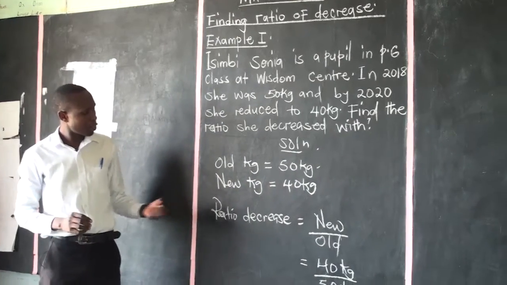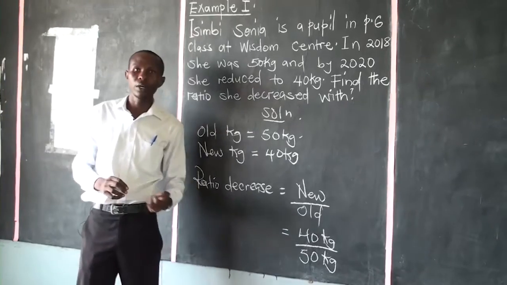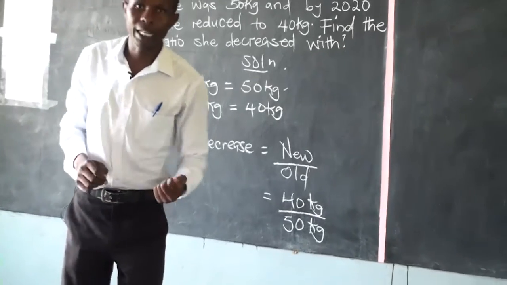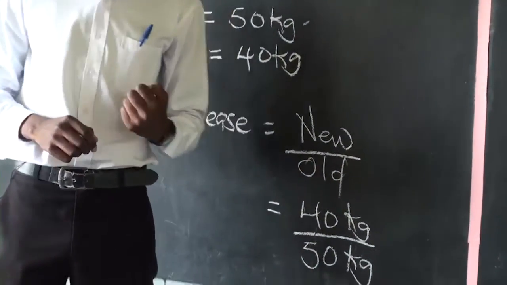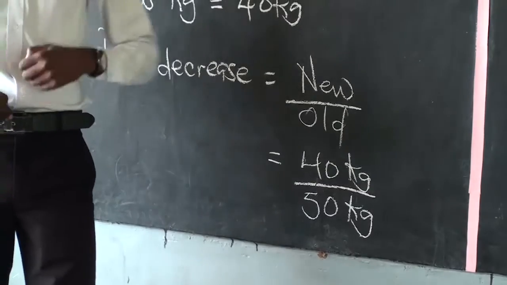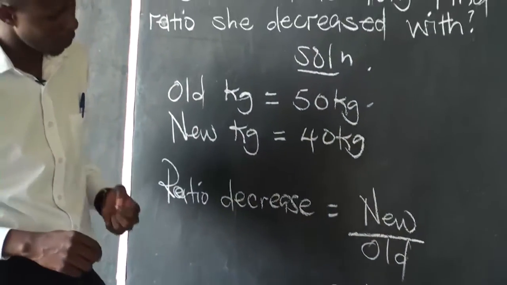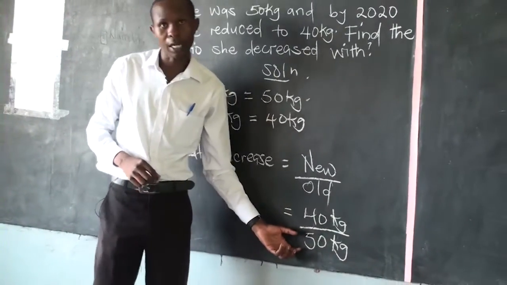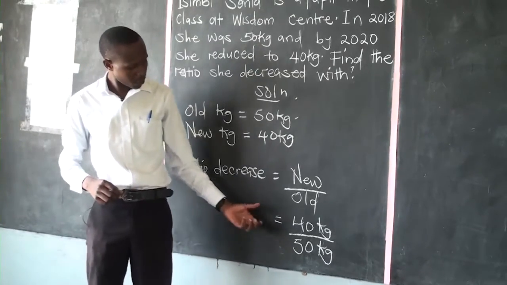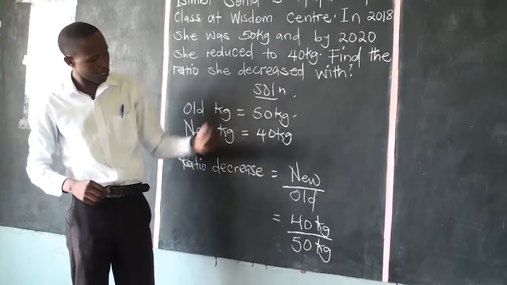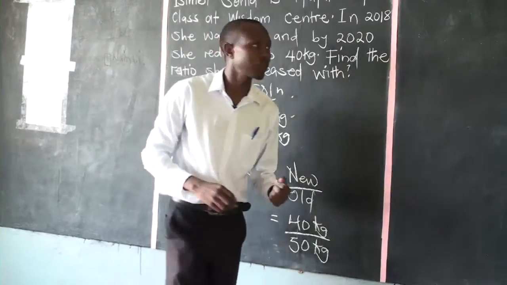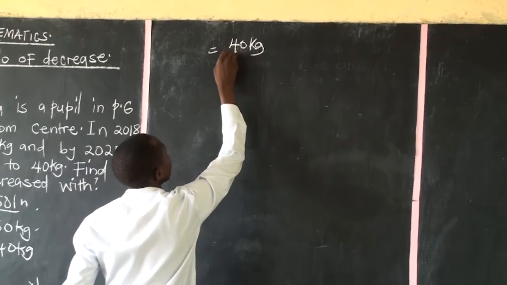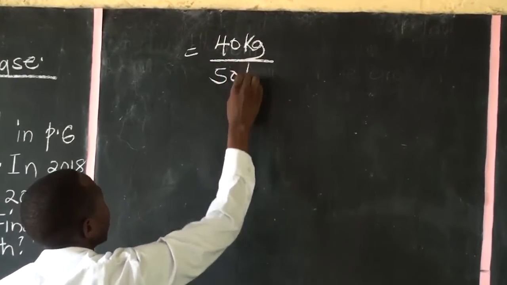So here we are now in a position to work out the ratios. Remember, in a previous lesson we said writing the ratio is determined by the numerator and the denominator. The first quantity will be the numerator, the last will be the denominator. So 40 kilograms is our numerator, 50 kilograms is our denominator. Let's copy this statement the way it is, then we cancel it out, or we divide everything out. So we shall have 40 kilograms divided by 50 kilograms.